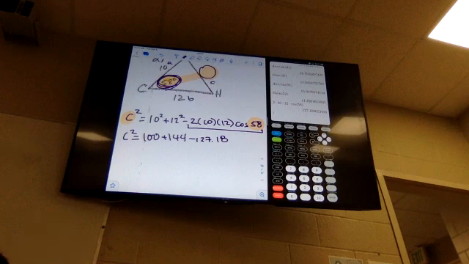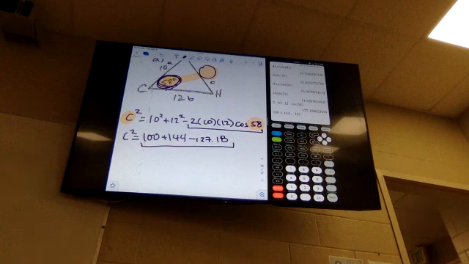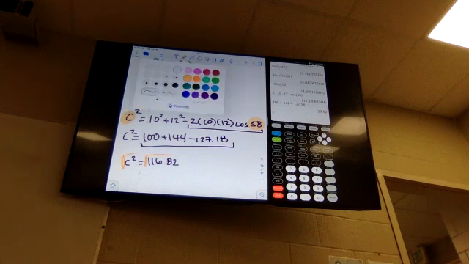Okay, now I just have plus or minus, but they're all on the same side of the equation. So I'm going to do 100 plus 144 minus 127.18 to combine all of those things on the right-hand side. And I get 116.82. And then we square root both sides. Get c by itself.